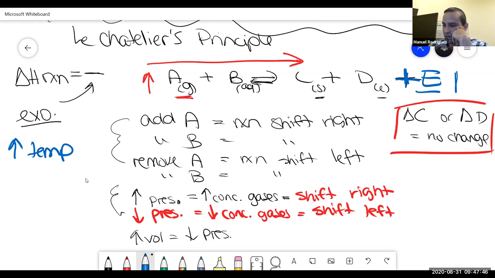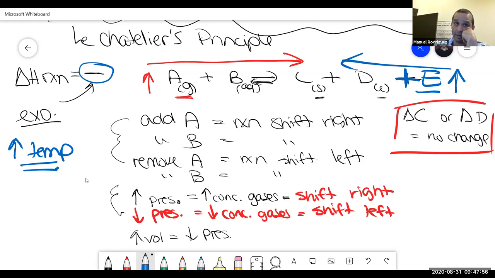So when you're working with temperature, you need to look at whether the reaction is endothermic or exothermic. If it's exo, like negative, then the energy is on the product side. If it's endo, then you've got energy plus A forming B, something like that. So endo, the energy is on the reactant side. And then you treat energy like you treat concentration or amount.